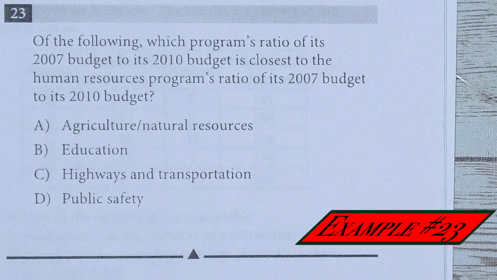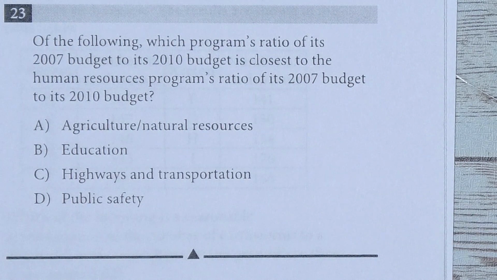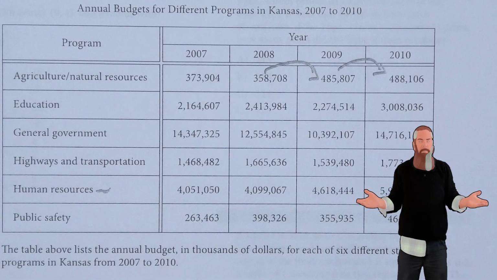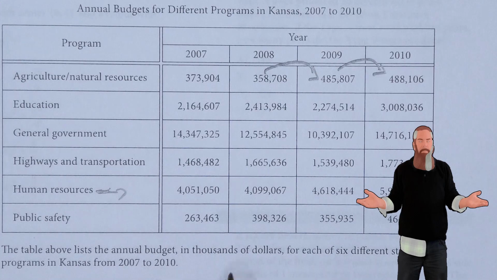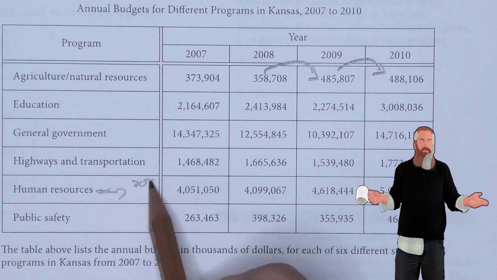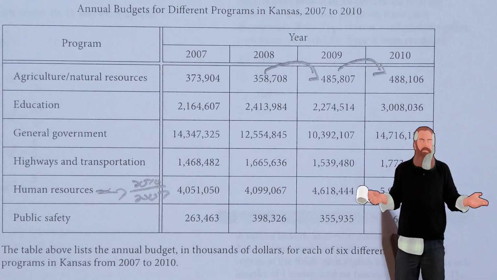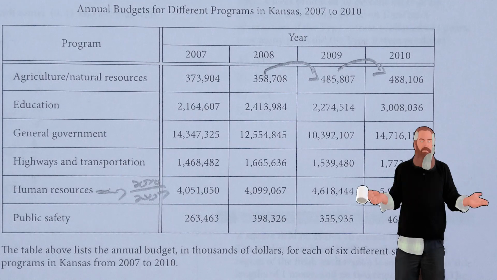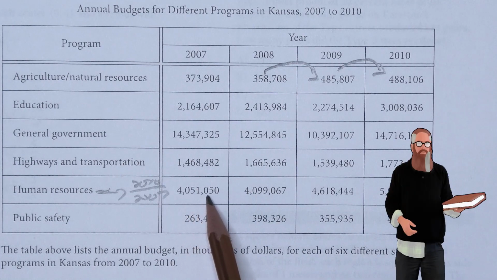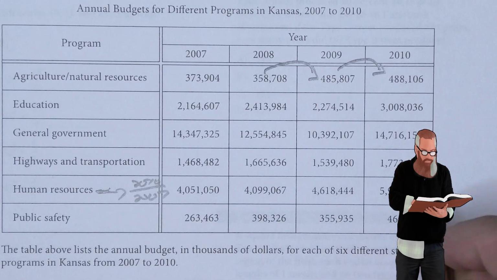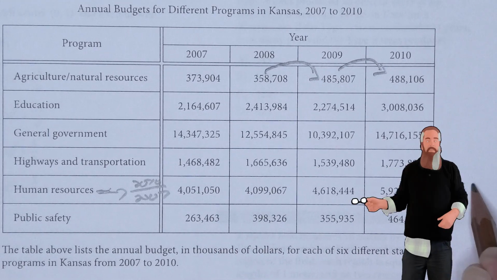Of the following, which program's ratio of its 2007 budget to its 2010 budget is closest to the human resource program ratio of 2007 budget to 2010 budget? So what we want to do is start out by finding out what the human resources budget was. The 2010 to 2007, this means I'm looking at 2010 divided by 2007. So I get to say 5,921,379 divided by 4,051,050. And this is going to give me approximately 1.46.